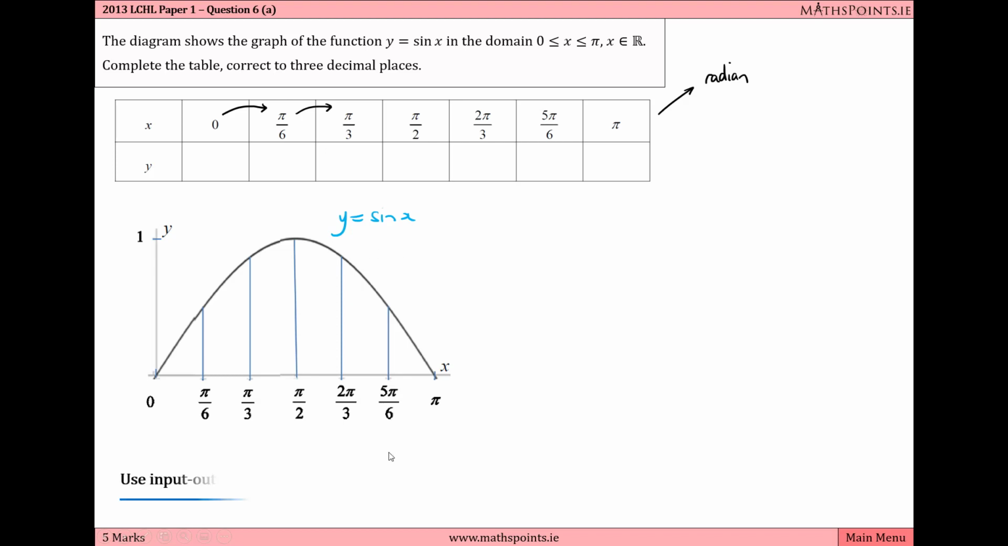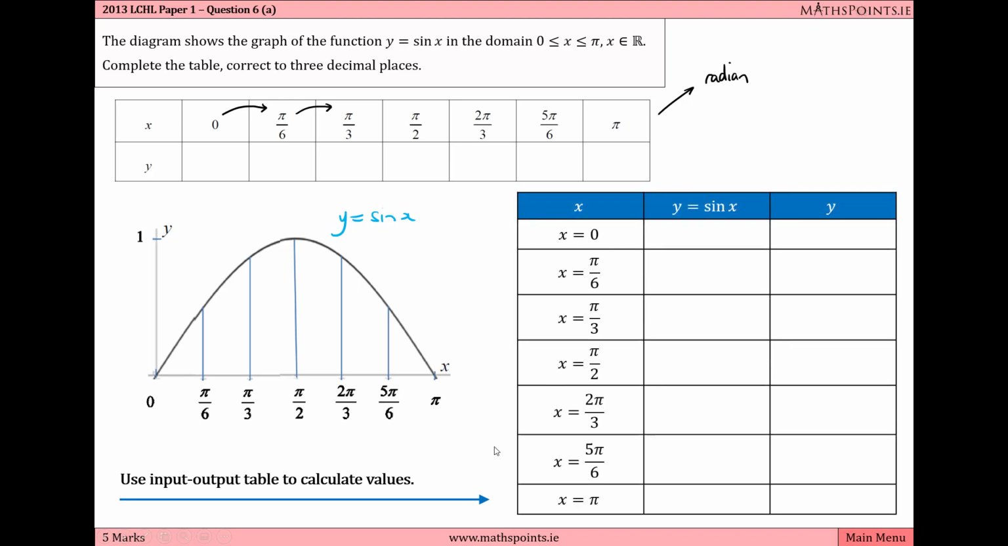To keep it organized, we're going to use an input-output table to calculate the values. So on the left-hand side, I have all the x values that I'm going to sub into the function. I have my function in the middle, and then the y values that come out. So when x is equal to 0, well, y is equal to the sin of 0, which is 0. And we can see that from the graph. When x is 0, y is 0. And so we add that to our table.